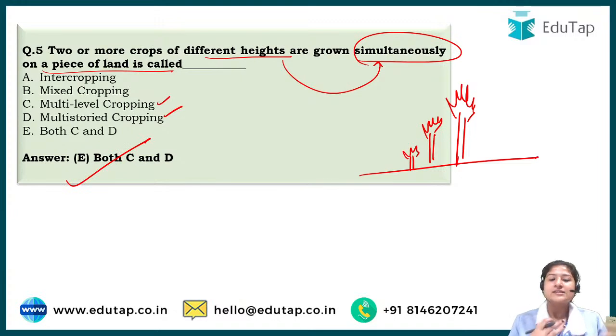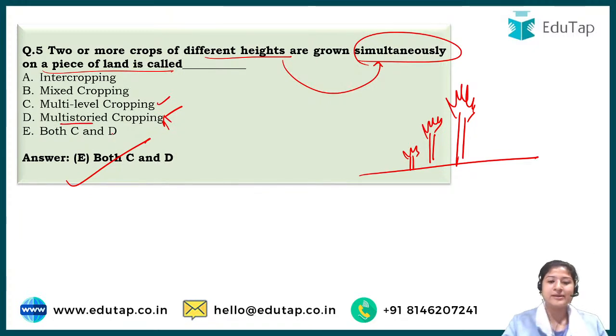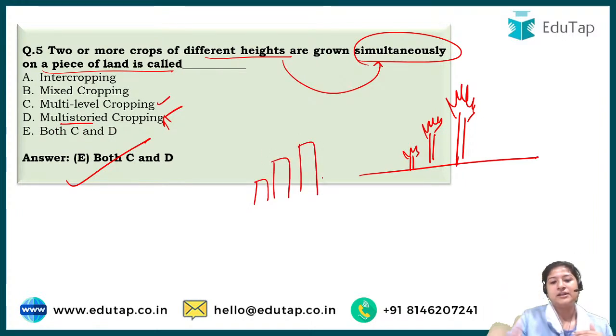So these are again the synonyms. Why I have incorporated such is so that you have a better understanding of the topics. If one is not asked in the examination, you can at least go by the answer by knowing the second term that is used, right? So this is multi-level cropping or multi-storied. Both mean the same. Multi-story means you must have heard of multi-storied buildings, right? So there are many floors, that is known as a multi-storied building.